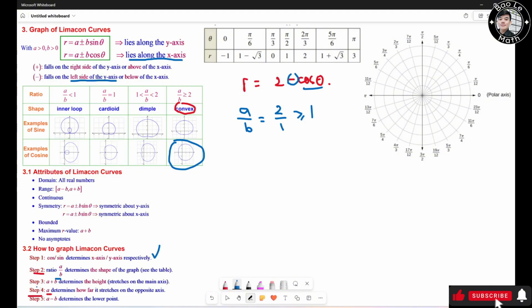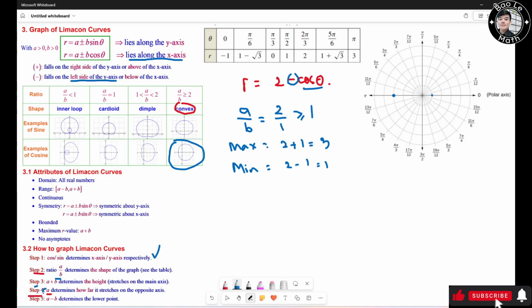Now step number 3, we need to find the maximum, right? So maximum should be A plus B. So it should be 2 plus 1 equals 3, right? So we know that it lies along the x-axis, right? And it's going to be on the left-hand side of the y-axis, right? So the maximum should be 3 right here. So 1, 2, 3, it's going to be right here, right? Now the minimum, it should be 2 minus 1, it should be 1, right? So it should be 1 right here, alright?